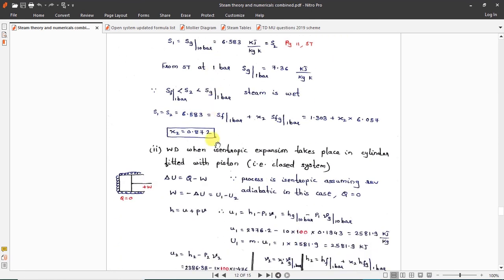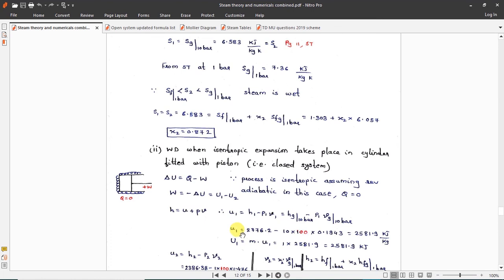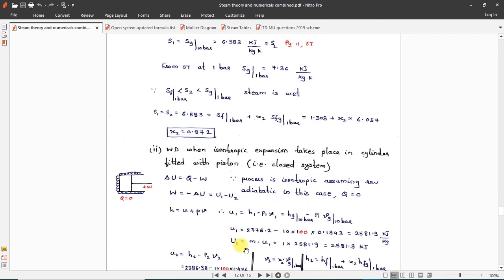Again I had told you, remember you have to convert this into kilopascal. I have shown it over here in red color. So convert bar into kilopascal, multiplied by V1. V1 will be Vg at 10 bar. So at 10 bar, what is Vg? 0.1943. So you will get small u1. Now in the question it is given that the mass of steam is 1 kg. So how to calculate capital U1? Capital U1 will be mass into specific internal energy. So 1 into this one, you will get capital U1 in kilojoule.